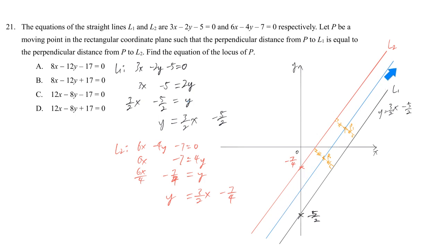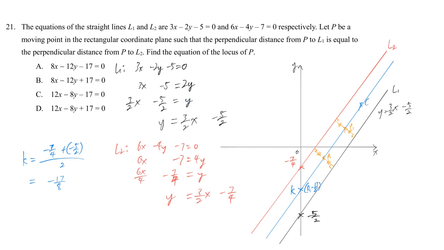About our target line, we have the slope of 3 over 2 because it should be parallel. Now the problem is what the y-intercept is. Obviously we are talking about the midpoint between these two y-intercepts. If we let this be k, then k equals the two values, negative 7 over 4 together with negative 5 over 2, divided by 2 to get the midpoint. We get negative 17 over 8. So we can draw our conclusion about the locus of P. It passes through the point (0, negative 17 over 8).